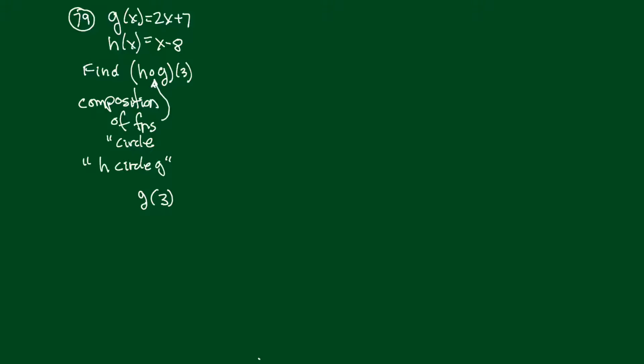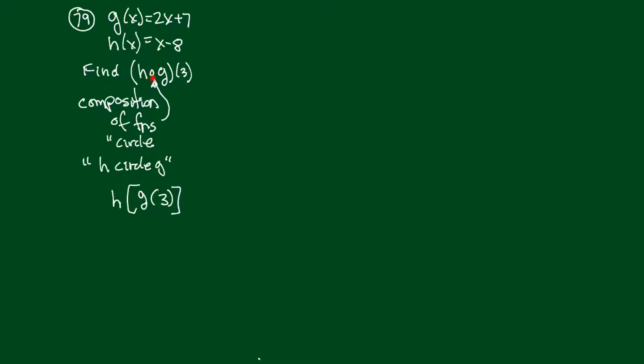But right now, let's just go with this. You start with a 3, put it into g. That's an output, that's a number. Now take that output and put it into h. I'll do it with a square bracket so I don't get too many parentheses. If I read this, it reads h of g of 3.